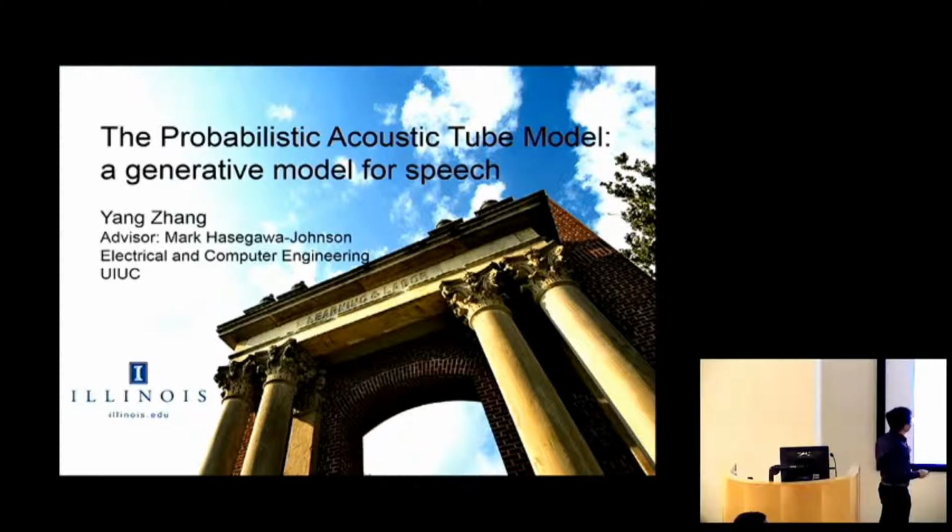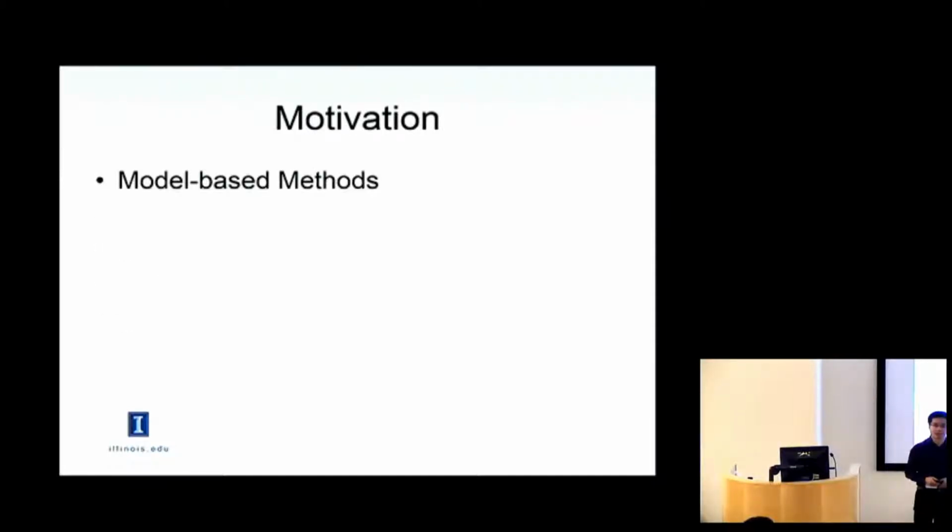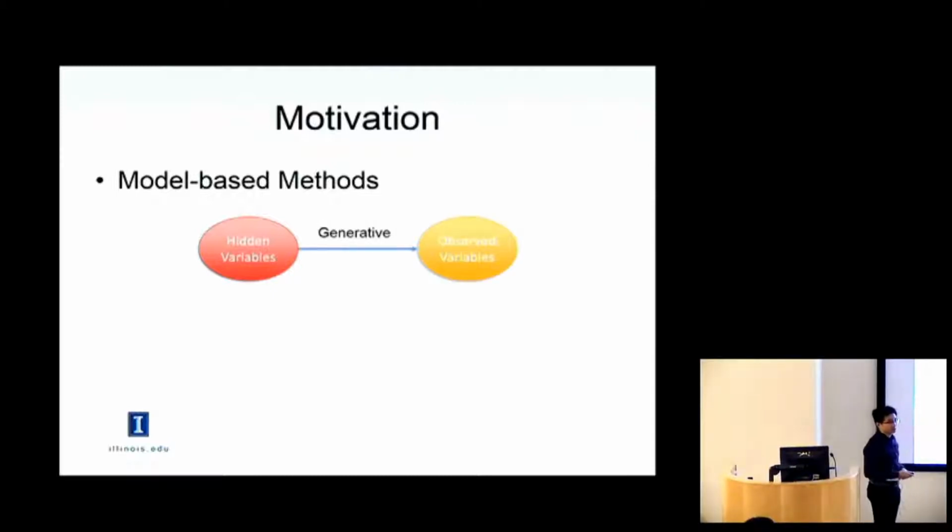First, let's look at the motivation of this work. To really understand the motivation, let's take a look at one of the most important approaches in speech processing, and that is the model-based method. The model-based method basically assumes there is a model for speech with some hidden variable of interest, and the model characterizes how the hidden variable generates the observed variable. With this generative model, we can then, based on the observed variable, infer the value of the hidden variable. This kind of model-based approach is very common in speech processing.